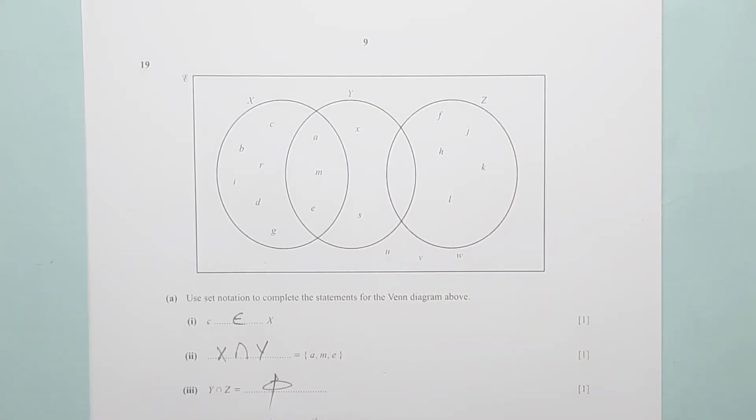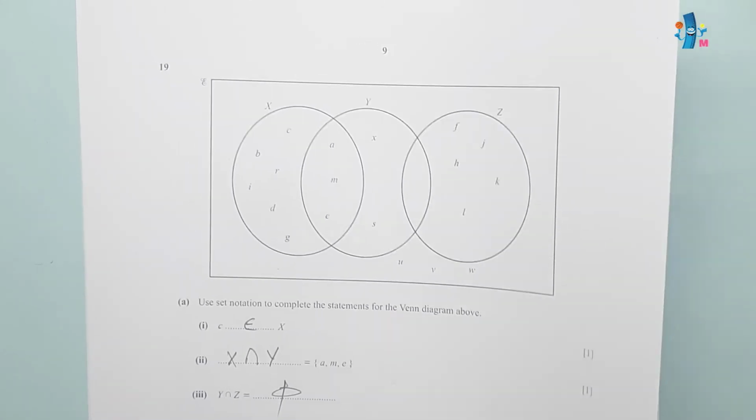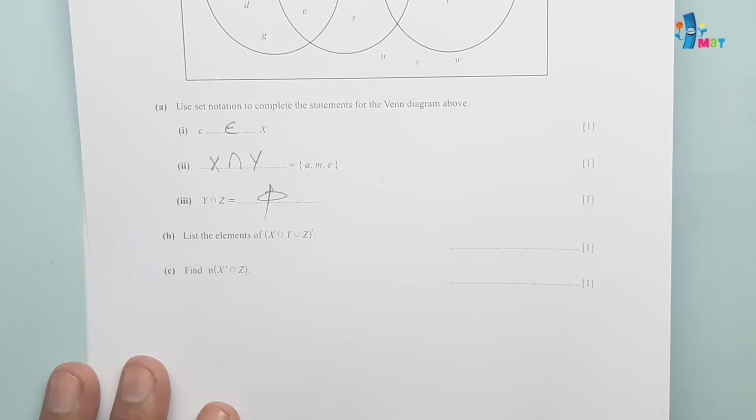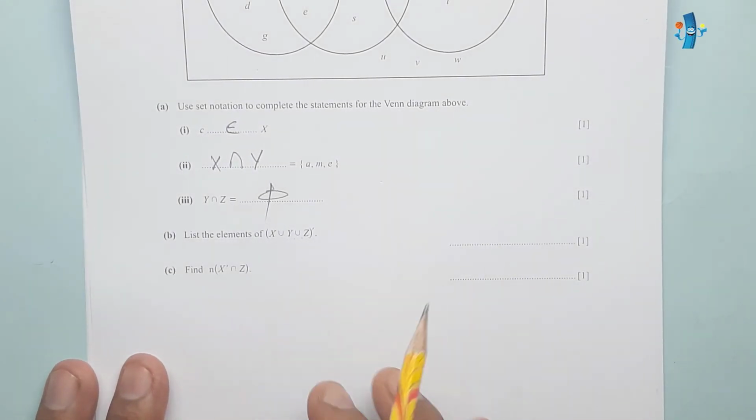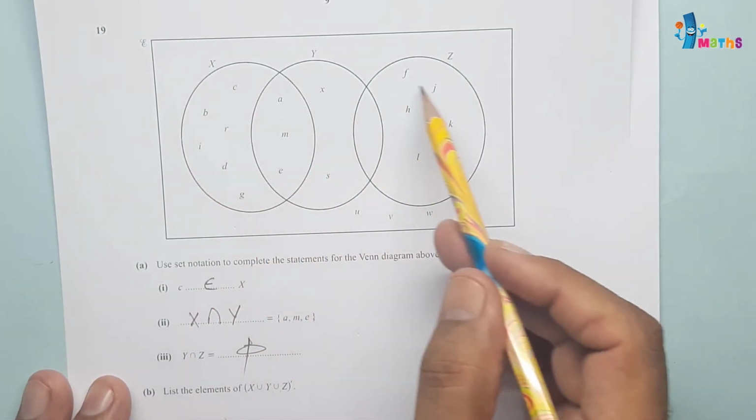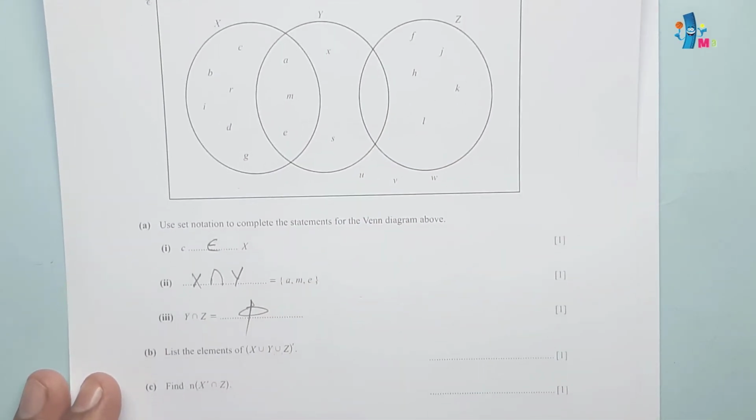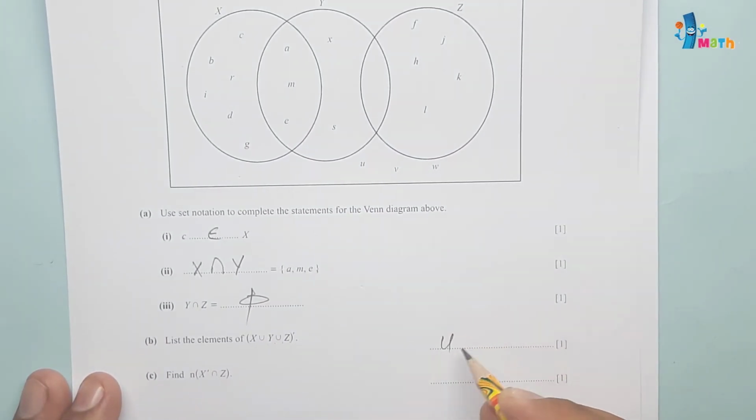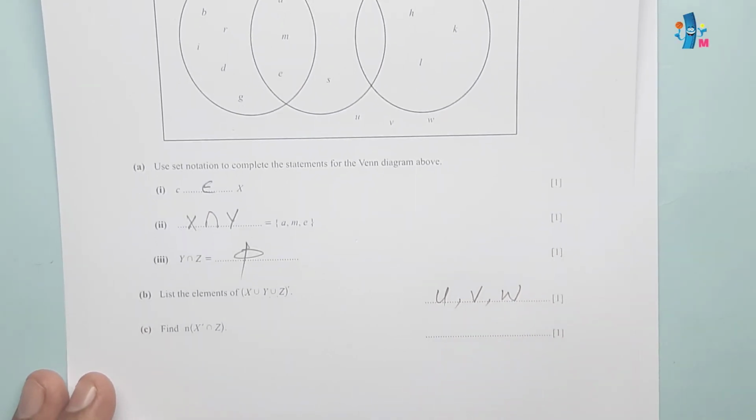Then next, the B part, list the elements of this one. I'll move the page, so this one is the question: list the elements of X union Y union Z complement. So all this is not required in X, Y, Z, not required, only these 3 will be required. So we will write U, V and W. This will be the list.